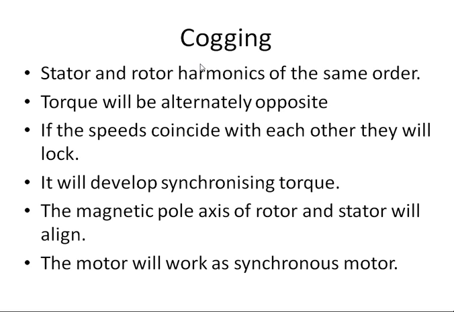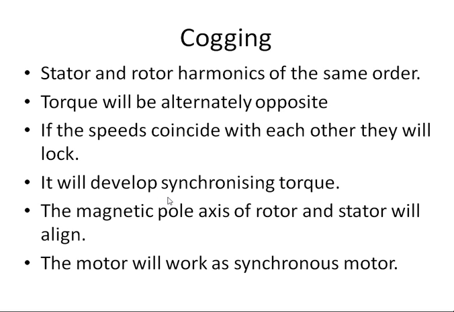Similarly, there is also one more effect known as the harmonic synchronous torque, or in other words, the effect of harmonic synchronous torque leads to an effect known as cogging. So basically, the stator and rotor harmonics are of the same order. They will produce torque which will be alternatively opposite. As we have seen, the 5th and 7th order harmonics produce torque in the opposite direction. So similarly, stator and rotor harmonics will also produce torques which will be alternatively opposite. If the speed of the rotor magnetic field and the stator magnetic field due to harmonics coincide with each other, there will be a magnetic locking.